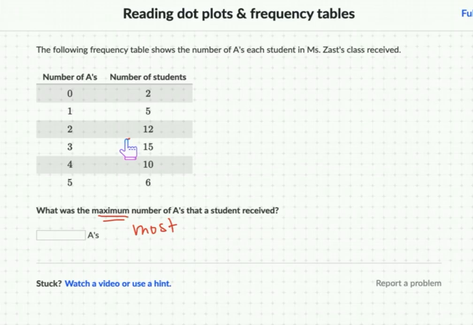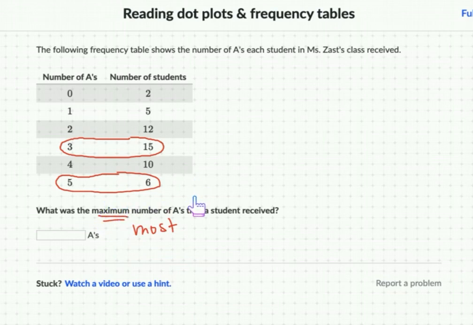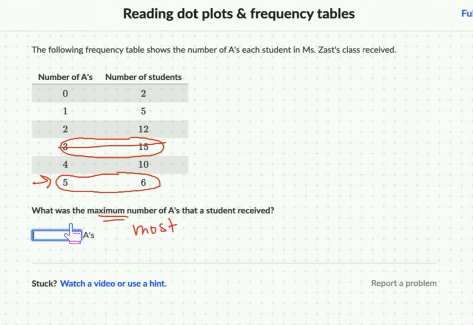My eyes gravitate towards this piece of data because I see 15 is the largest number in this column, and also this piece of data because 5 is the largest in this column. They want to know what was the maximum number of A's, most number of A's. So that would be this one right here, not this one. The most number of A's was 5. 5 A's. That was the most that anybody got, it seemed.